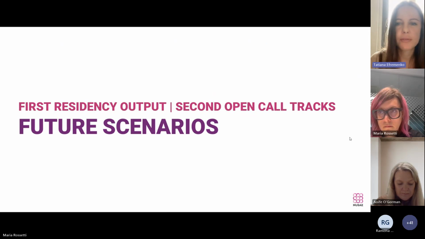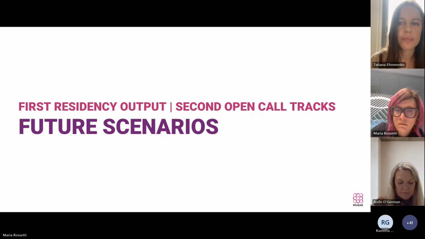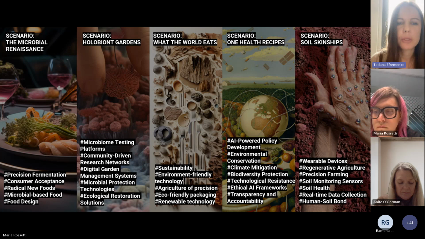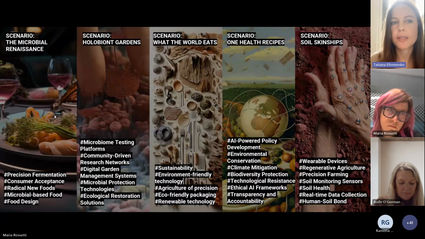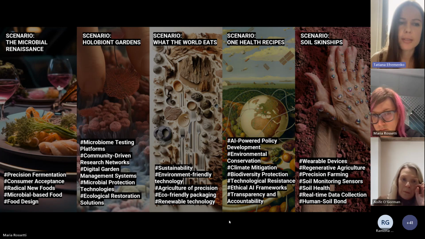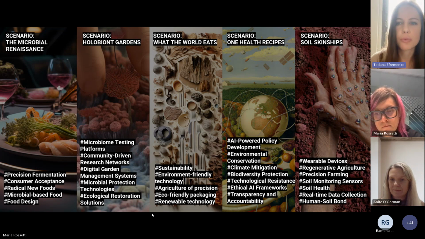And so here we'll just briefly showcase the future scenarios, which are announced as second open call tracks. Next slide, please. So we will not go really into details of each scenario, because you will have them available on the website, and you can explore by reading through each of them, the one that will be the most interesting for you, that you would like to apply for. But here we just wanted to mention that the scenarios really cover different aspects and topics in the area of food as medicine, which is the overarching theme of the MUSAE project.